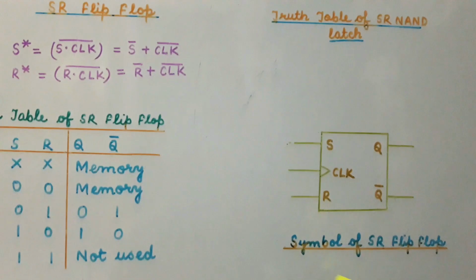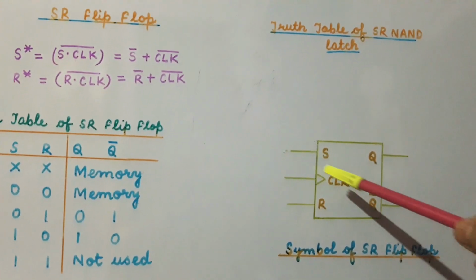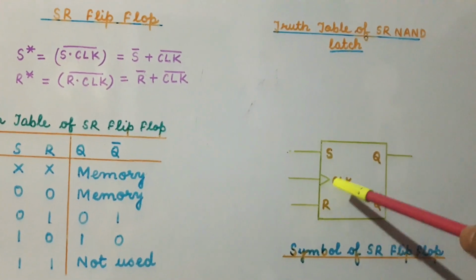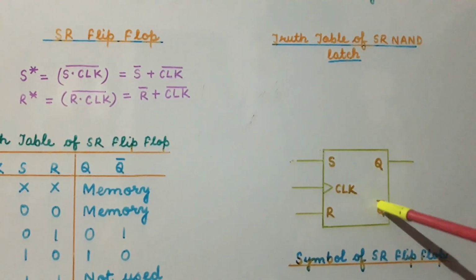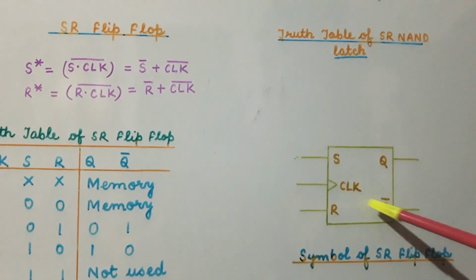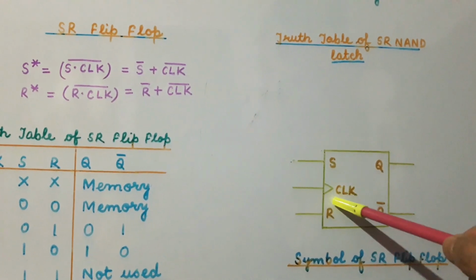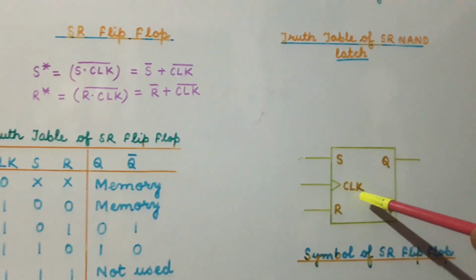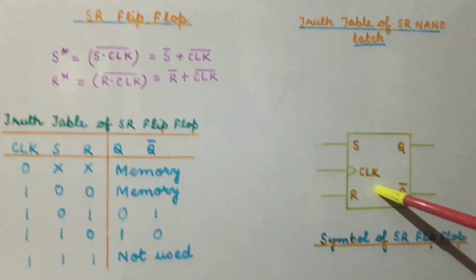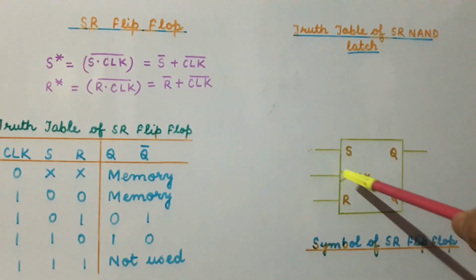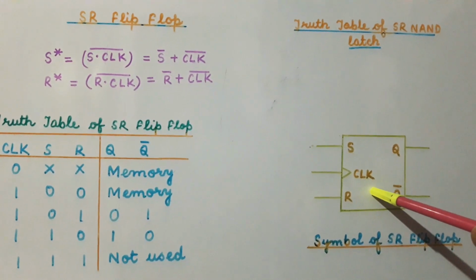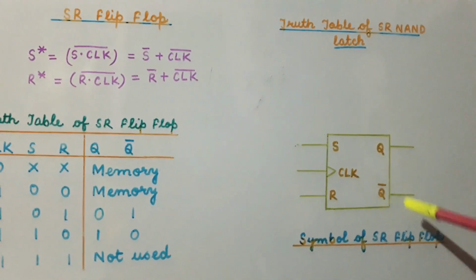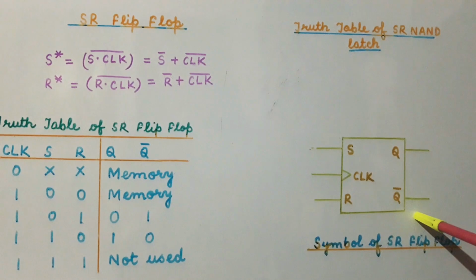So from this symbol of the SR flip-flop, we find that it has three inputs S, R and clock, and two outputs, namely Q and Q bar. Now this arrow on the clock represents that this flip-flop is edge triggered. If we do not have this arrow, it means that this flip-flop is level triggered. So this is the symbol of SR flip-flop.